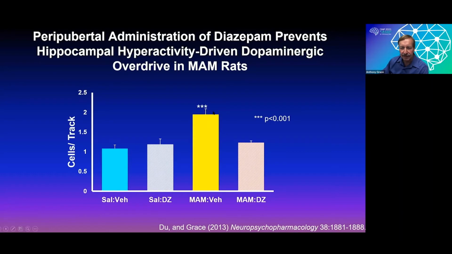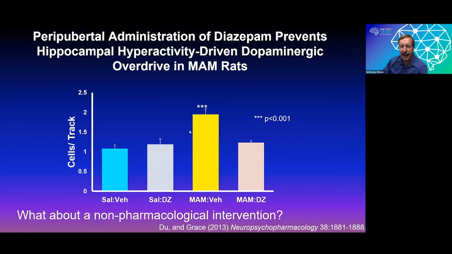a failure to cause the activation of the dopaminergic neurons, so elimination of the hyperdopaminergic state, and a normalization of response to amphetamine. Now, this is using diazepam. Obviously, we don't want to give diazepam to children, most of which aren't going to convert. But what about non-pharmacological interventions?